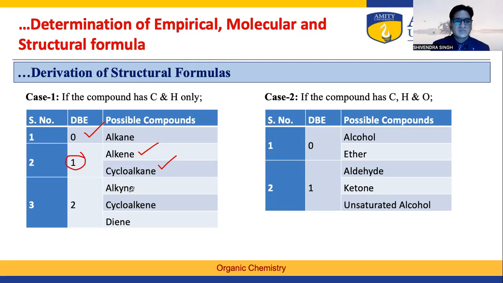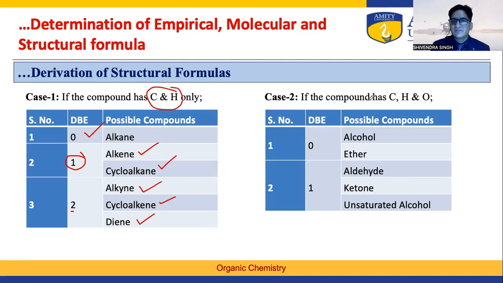If DBE is 2, it means it can be alkyne, it can be cycloalkene, or it can be diene. Alkyne means it has two pi bonds. Cycloalkene means one double bond and one ring. So if we add one double bond and one ring, it will be equal to 2. If we talk about diene, diene has two double bonds. So we can say this is following this DBE pattern. Right. This particular case 1 is applicable when the molecule has only carbon and hydrogen.